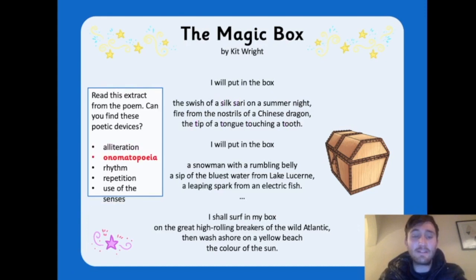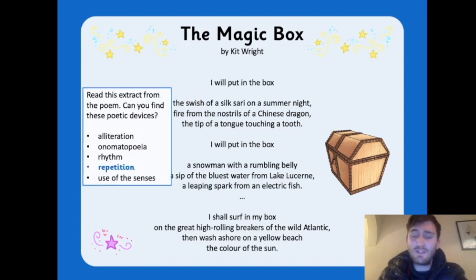Next we've got onomatopoeia. And onomatopoeia is when in our writing, we say the sound. For example, boom, bang, clap. Or in this example, we've got swish, the swish of a silk sari.